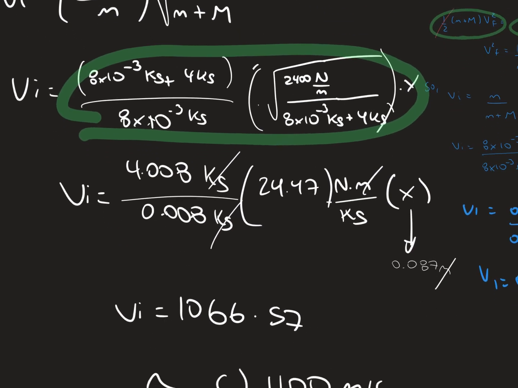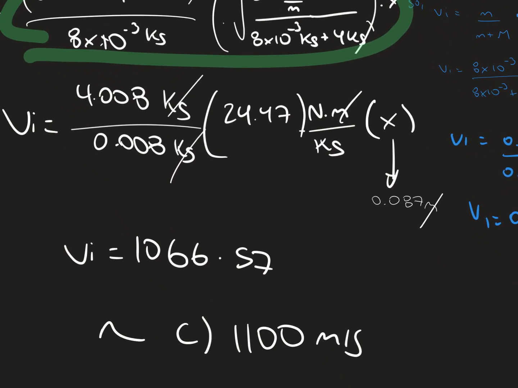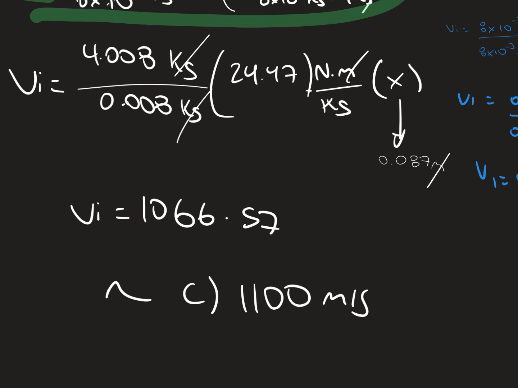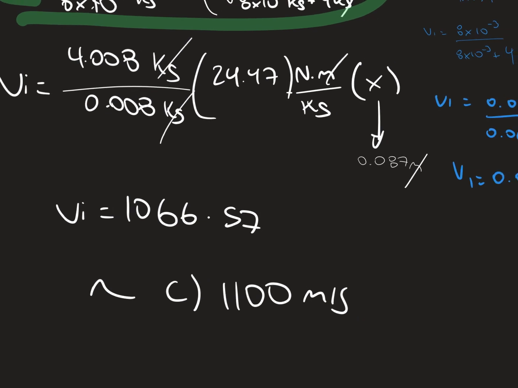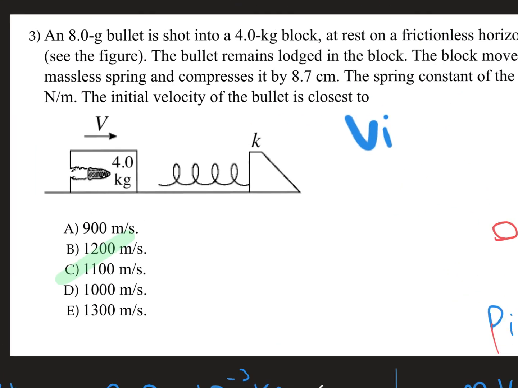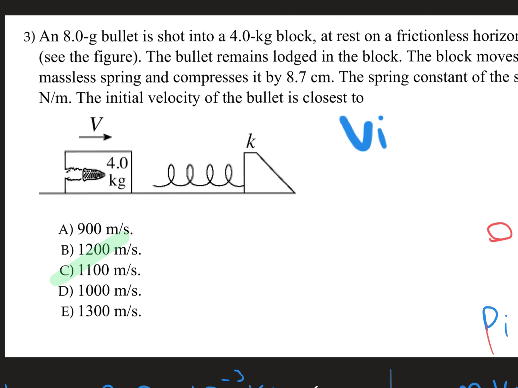So we're going to divide, cancel out, and we end up with an initial velocity of 1,066.57, which in this case is closest to letter C, 1,100 meters per second. And that's the final answer. The initial velocity of the bullet is closest to 1,100 meters per second.